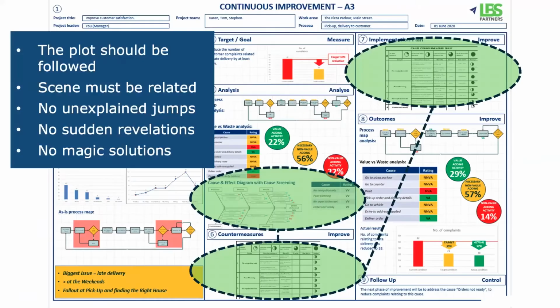Another attribute is continuity. This is follow through. So what we're looking for here is that the plot should be followed. Scenes must be related. So we need to be able to go from the causes that we find in our cause and effect through to the countermeasures that we identify and through to the implementation of those countermeasures and the validation of those countermeasures to actually give us the improvement. What we don't want to see is unexplained jumps, no sudden revelations, and no magic solutions.